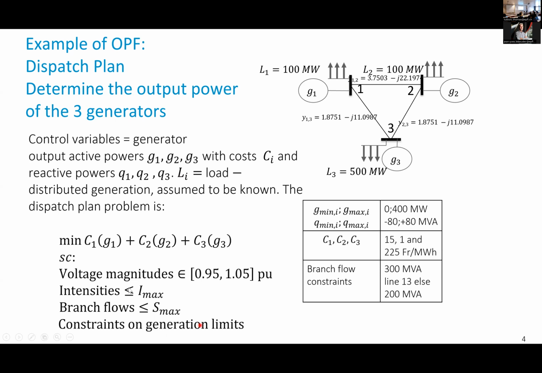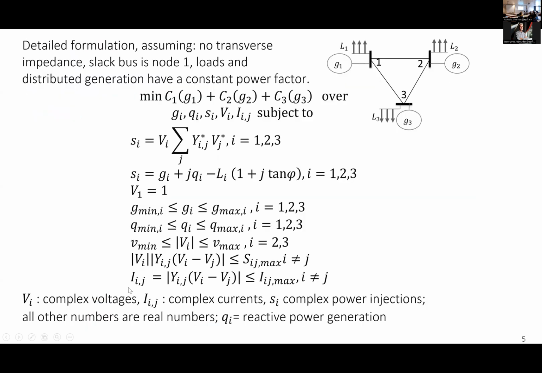So if I put all of this together, for this example, here are all the details. I need to add variables for the electrical state of the grid. Here I add the complex voltage. I also introduce auxiliary variables of the complex line flows and the complex power injections at each of the nodes here.